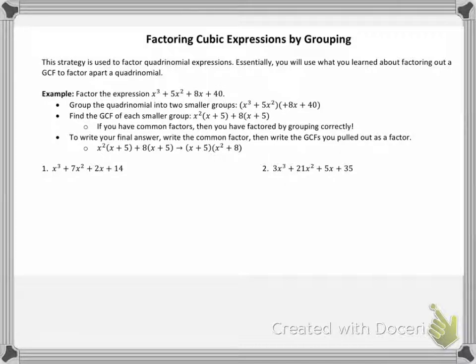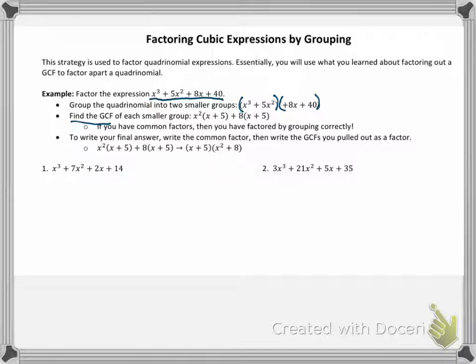So they give you a sample expression here, x cubed plus 5x squared plus 8x plus 40. What you do is you group the 4 terms into 2 smaller groups. So you can see the first 2 terms get put in parentheses, and same with the second 2 terms. Now, we're not going to distribute them and multiply them together and come up with this crazy problem. What we're doing is, in each of those groups, we're going to find the GCF.